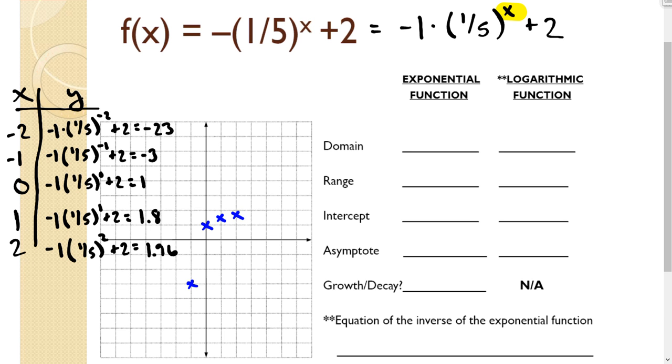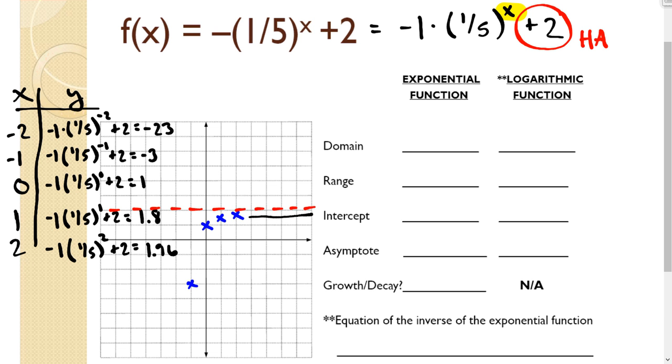Okay. I can take a look at my value of k over here, and I know that that is going to be where my horizontal asymptote is. So I'm going to have a horizontal asymptote where y is equal to 2. So you can see this just looks like a regular exponential function, only it's like upside down.